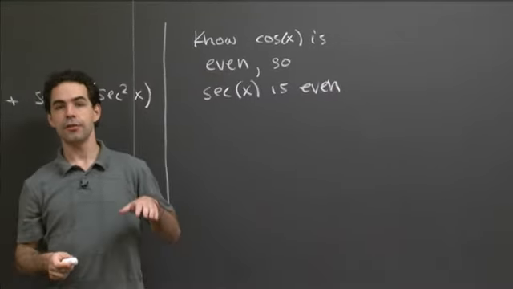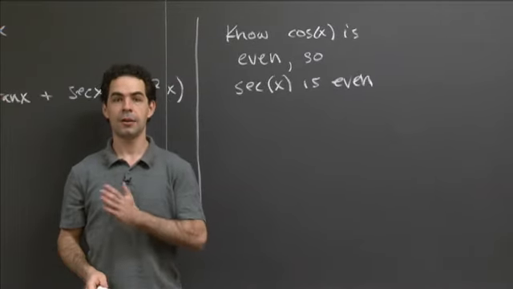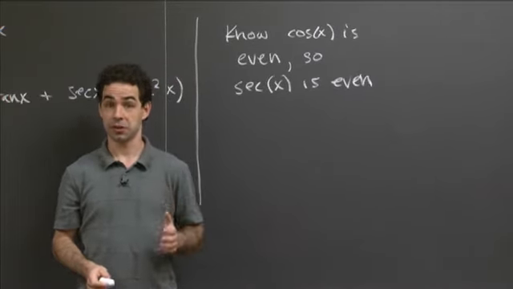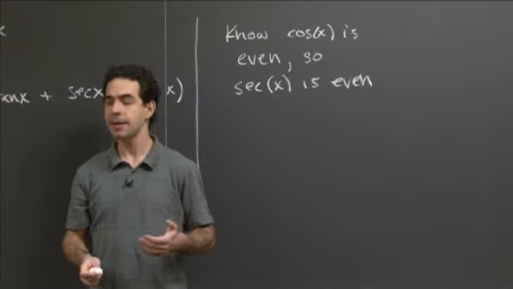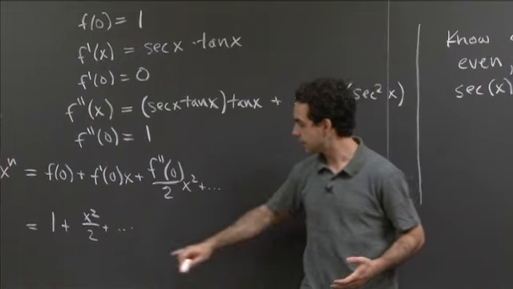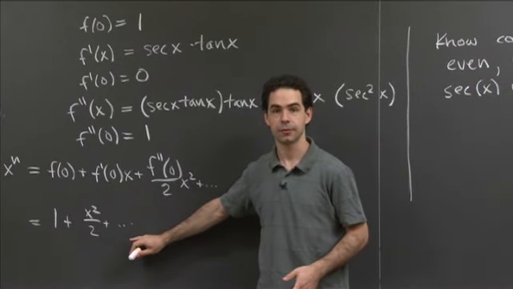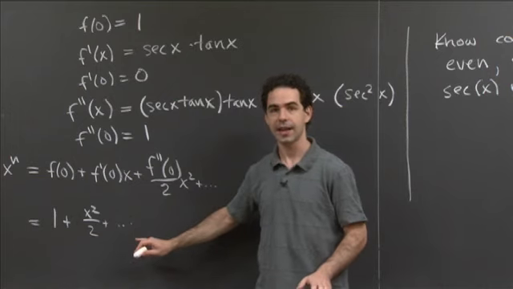And you've seen that for even functions, in their Taylor series, all the odd powers have coefficient 0. So what that means is without ever computing the third derivative, we can know already that the next term in this Taylor series is going to be 0x cubed over 6. Okay, so that's nice.